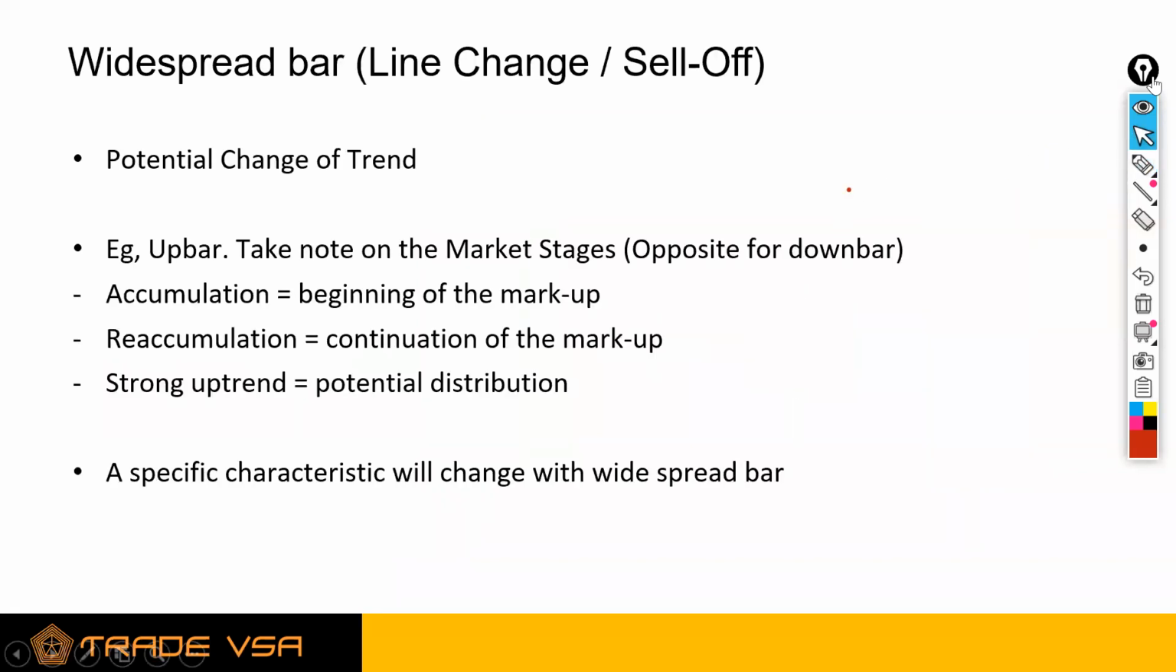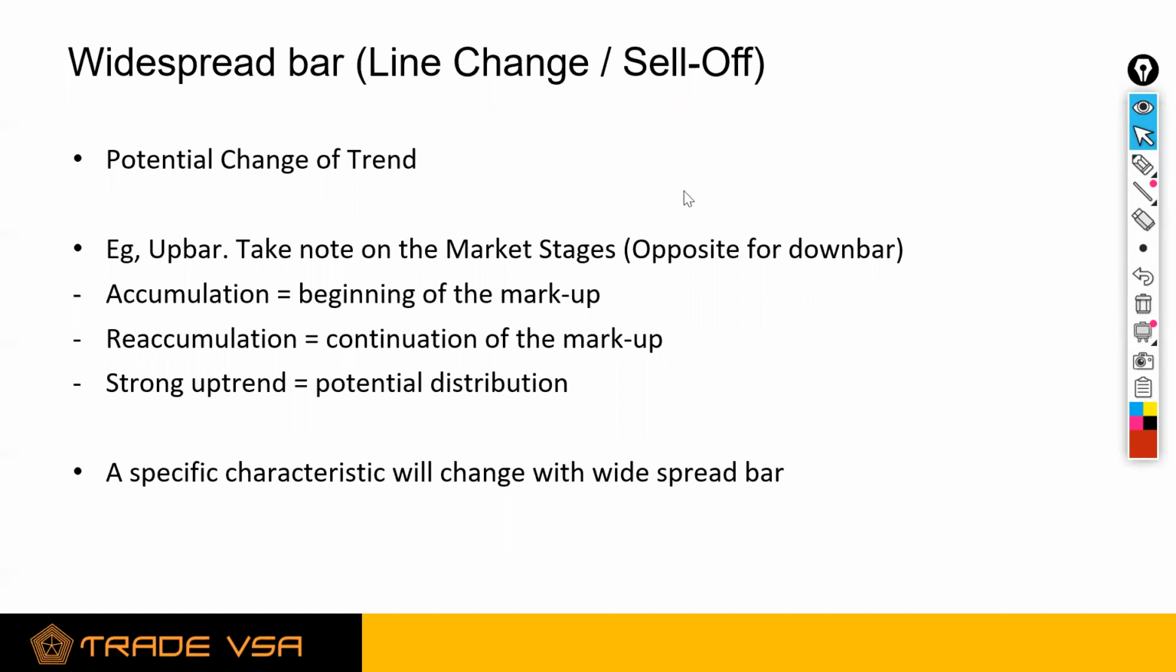Now let's start with the wide spread bar. With a wide spread bar, we normally refer to a line change if it's an up bar, or a sell off if it's a down bar. Don't worry about the details of line change and sell off, because tomorrow we're going into sign of strength, and Wednesday into sign of weakness. Whenever you see a wide spread, you need to think of a potential change of trend.